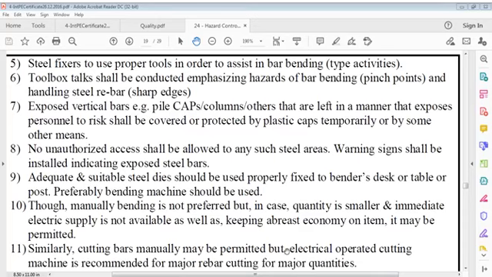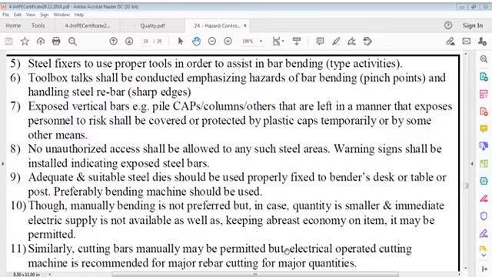Preferably bending machine should be used. Though manually bending is not preferred, but in case quantity is smaller and immediate electric supply is not available, as well as keeping appraised economy on item, it may be permitted.